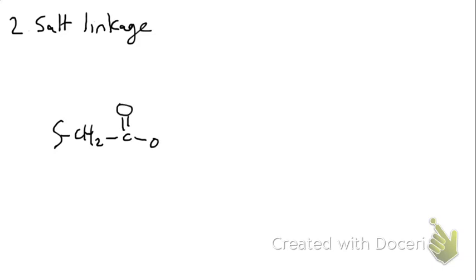The next strongest, if you will, is known as a salt linkage. This is a quote-unquote biochemical ionic bond. It's the interaction between 2 charged R groups. So let's look at aspartate, which at pH of 7 looks like this. And then if we have lysine at pH of 7, it looks like this.